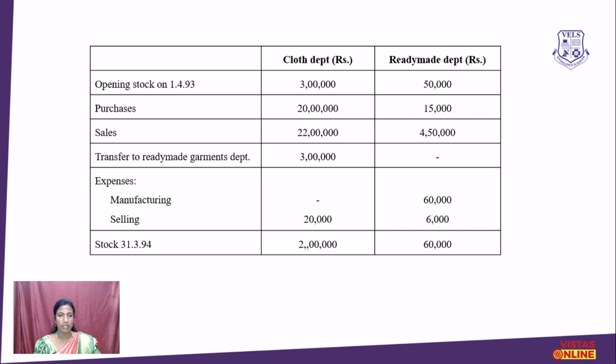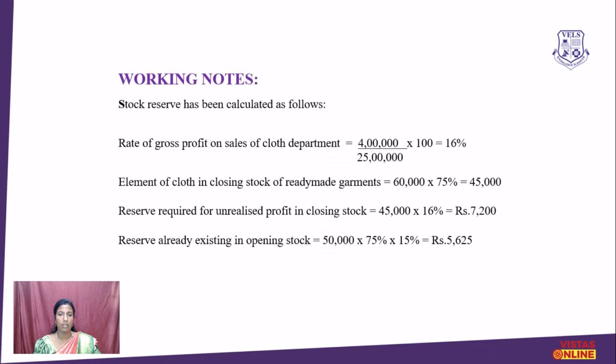Under expenses, manufacturing has no value in cloth and 60,000 in the ready-made department. Selling expenses are 20,000 for the cloth department and 6,000 for the ready-made department. Closing stock is 2 lakh for the cloth department and 60,000 for the ready-made department. That is the working notes. In this working note, the stock reserve is also mentioned, as well as the opening stock value and closing stock value calculated. So let's move on to the working notes.